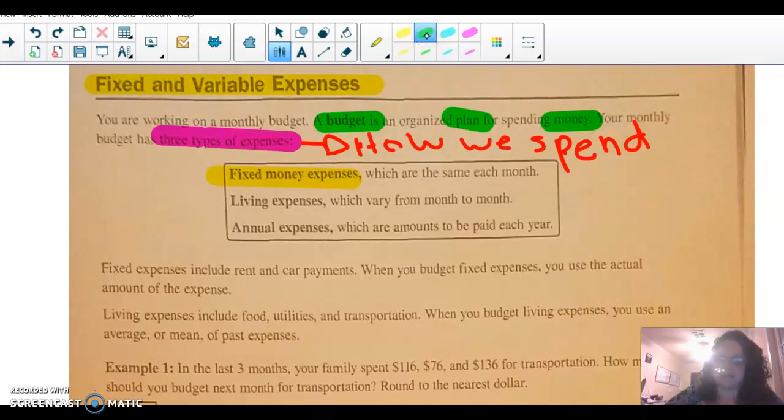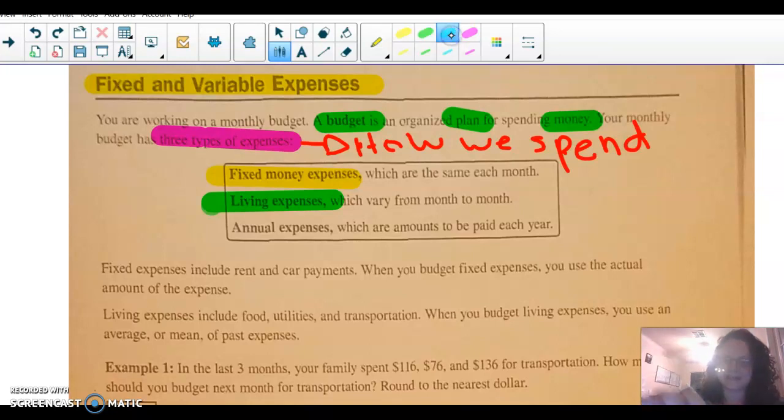The next type of expense is living expenses. And this is going to vary from month to month. A good example of this would be your electric bill. Your electric bill isn't going to be the same every month. It's going to change depending on how much electric you use that month. So that's why it varies month to month.